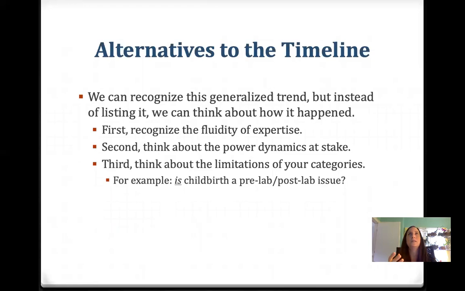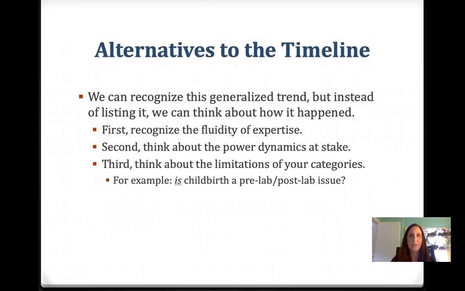But pre-lab and post-lab might not be the best terminology for understanding changes to childbirth. There's definitely a lot of laboratory components to childbirth now, especially in the US. You're going to have lots of ultrasounds, you're going to get lots of blood work done. They do a lot of laboratory things to make sure that the mother and the fetus are healthy.